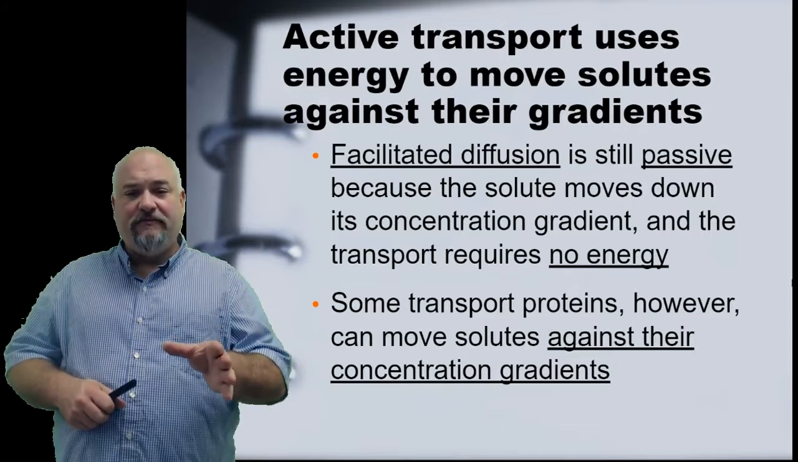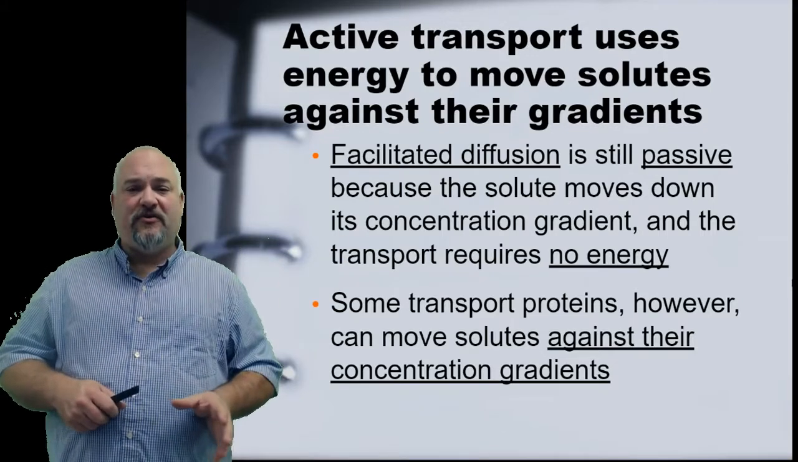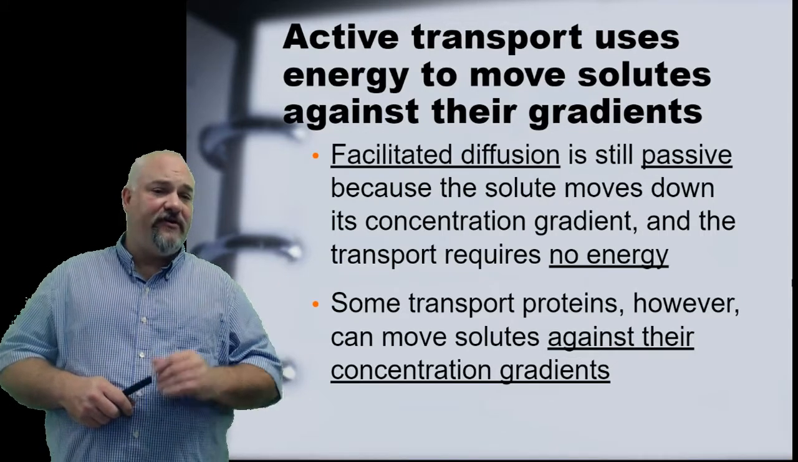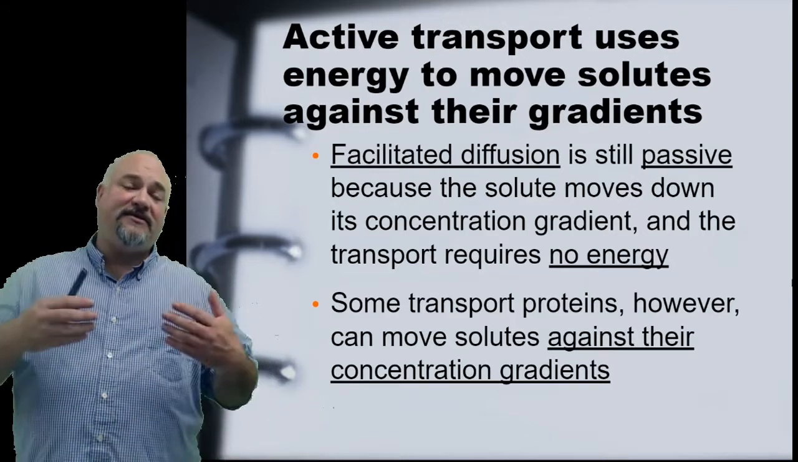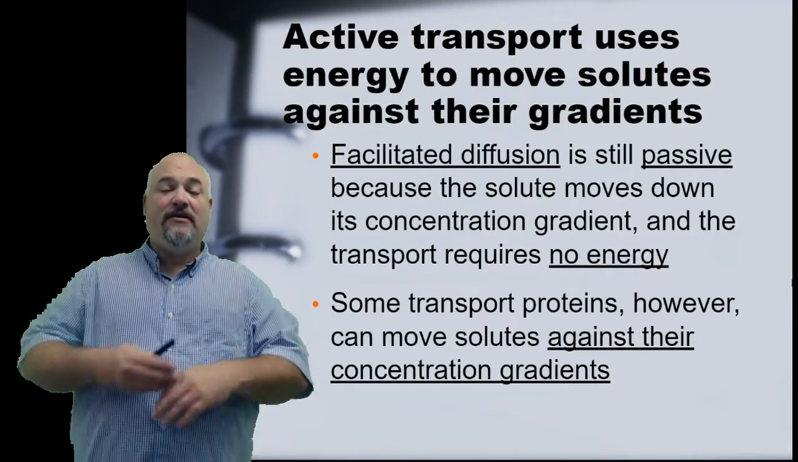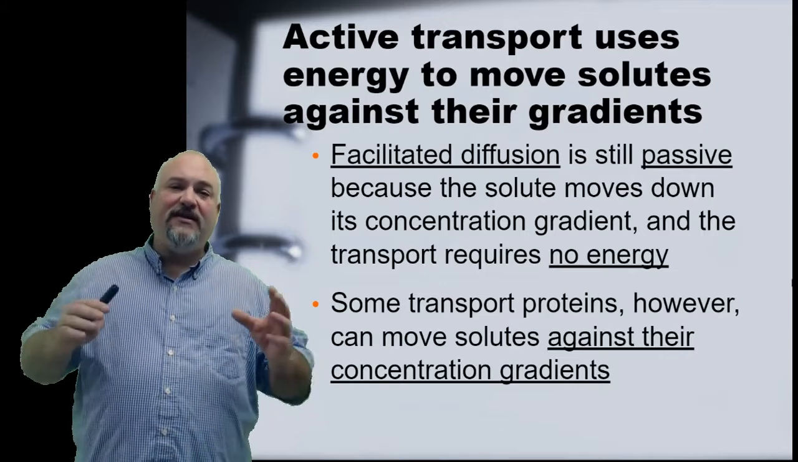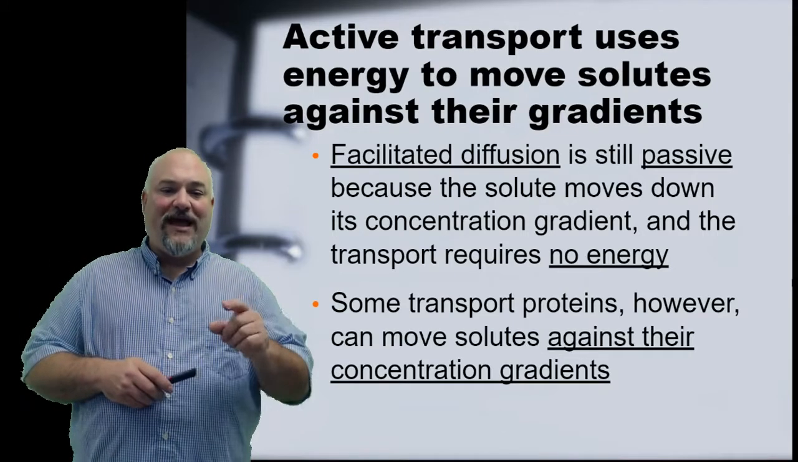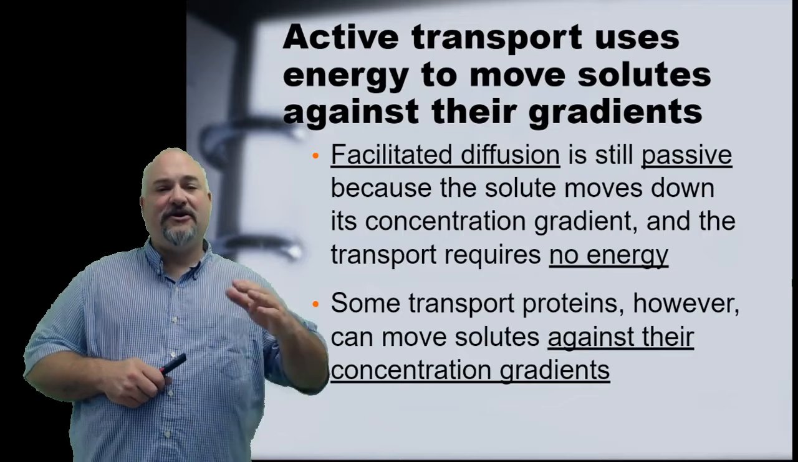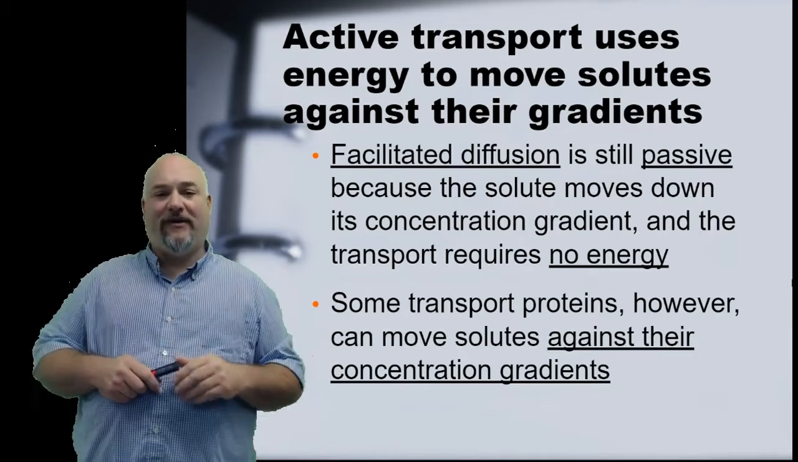So facilitated diffusion, like we talked about, is still passive transport because the solute moves down its concentration gradient from high to low, and the transport requires no energy expenditure from the cell. Obviously, the molecules themselves have energy that's causing them to move, but the cell itself doesn't have to provide any energy. Some transport proteins, however, can move their solutes against the concentration gradients, push it uphill.